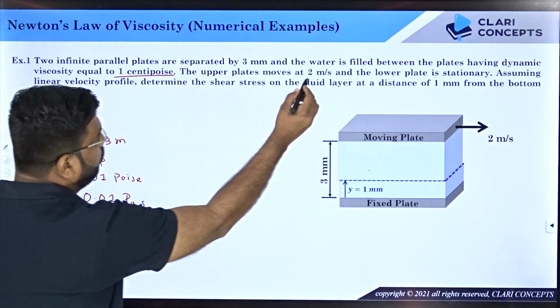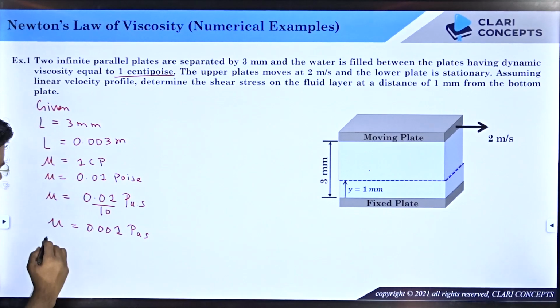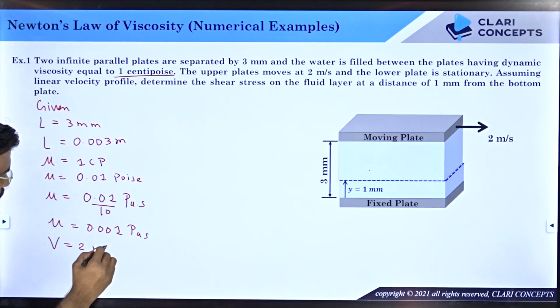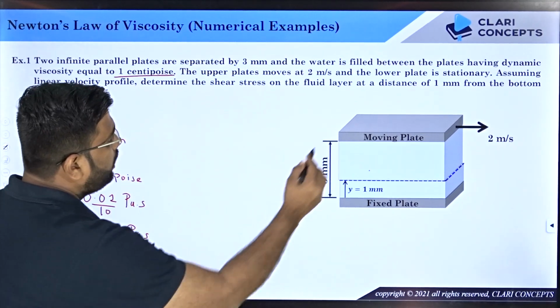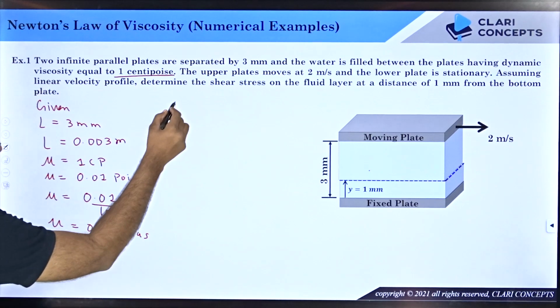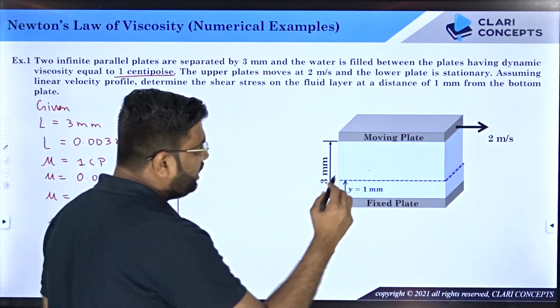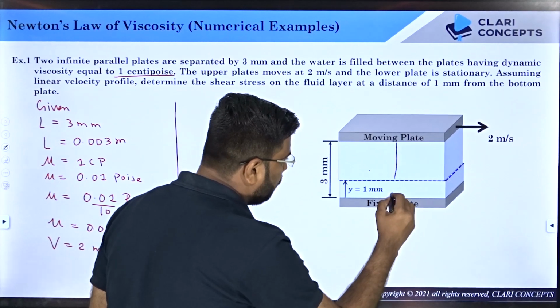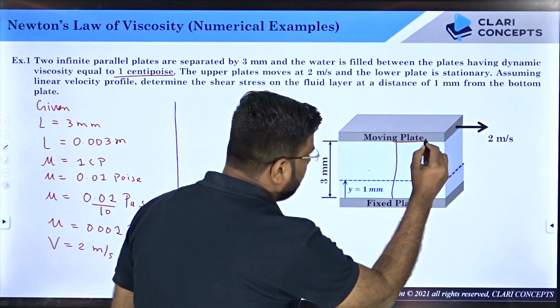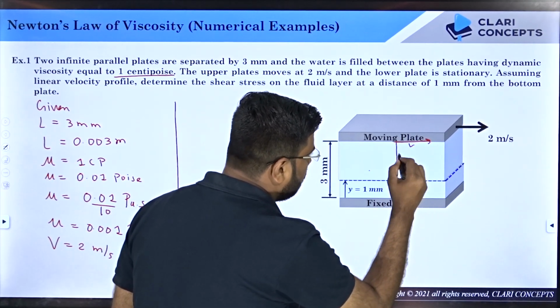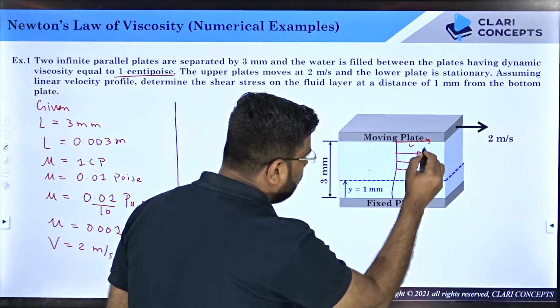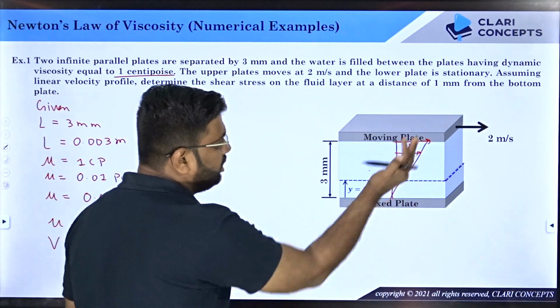Then the upper plate moves at a velocity of 2 meter per second. So I have been given V, it is 2 meter per second. Then the lower plate is stationary. Now they say that the profile is linear. If you remember, when I say the profile is linear, it means that if I draw the profile, the top layer has the velocity V and the bottom layer has the lower velocity, and if you draw the line, the distribution is a linear line.